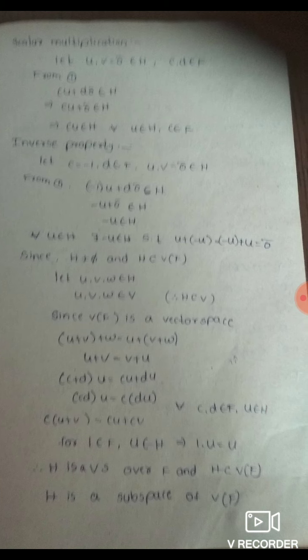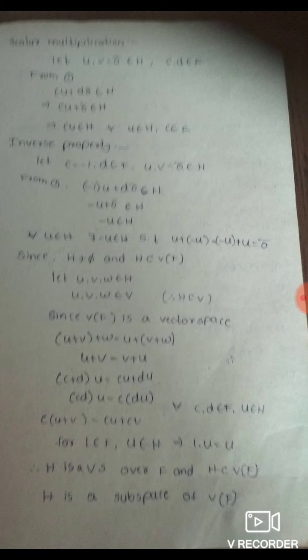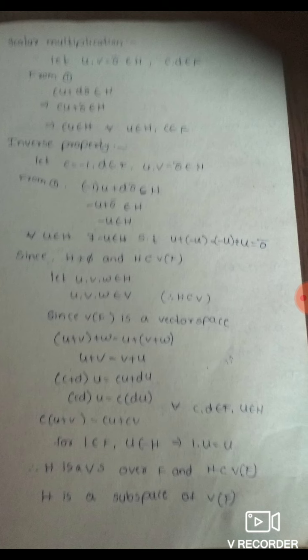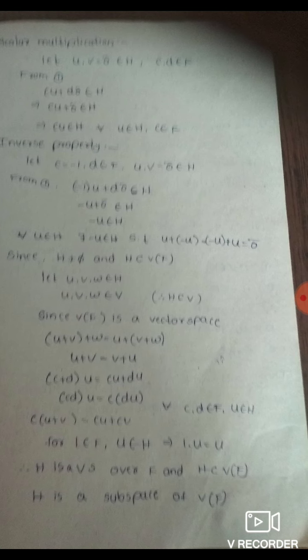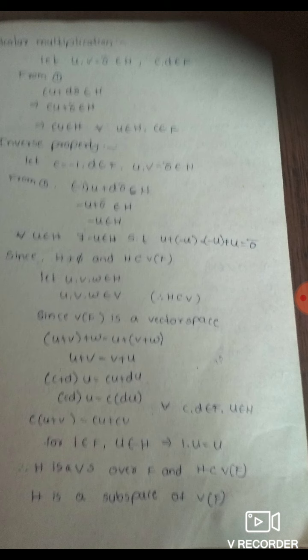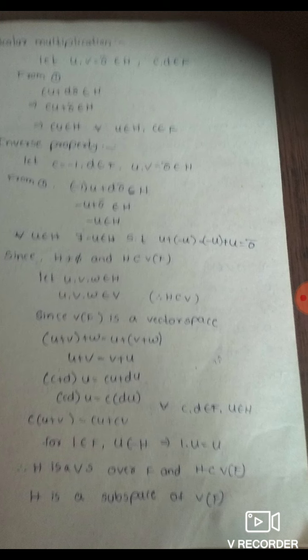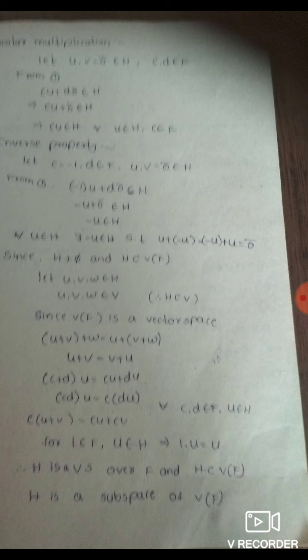Then there exists u belongs to H, there exists minus u belongs to H, such that u plus minus u equals minus u plus u equals 0. Since H is a non-empty subset, the following properties are already satisfied. Generally we write it as: let u, v, w belong to H, therefore u, v, w belong to V, since H is a subset of V.